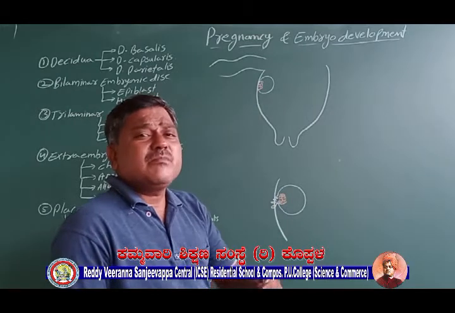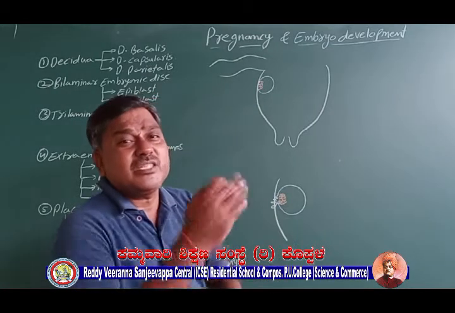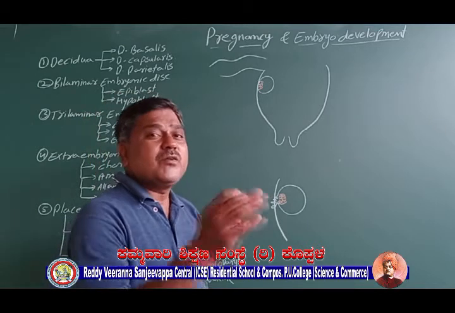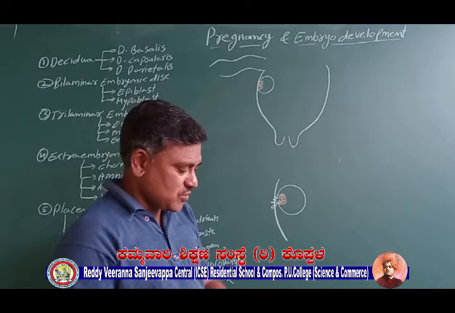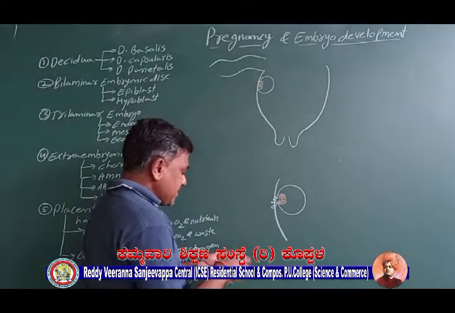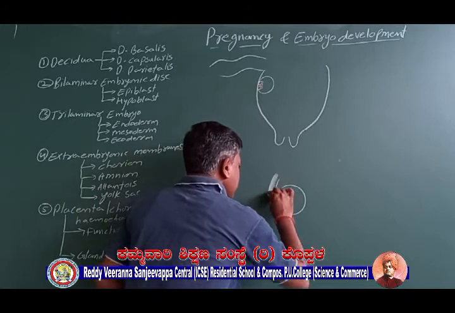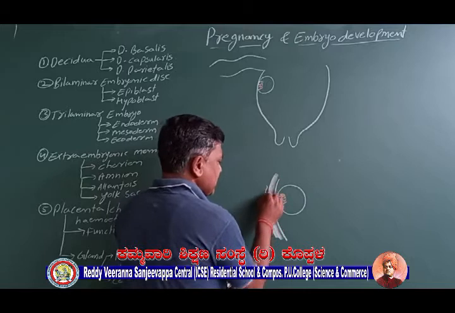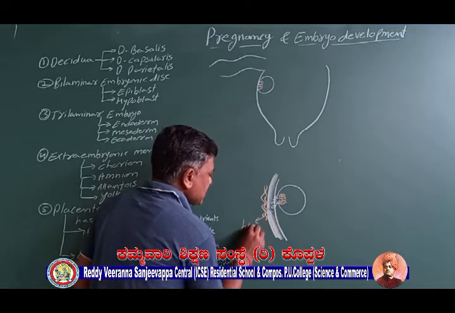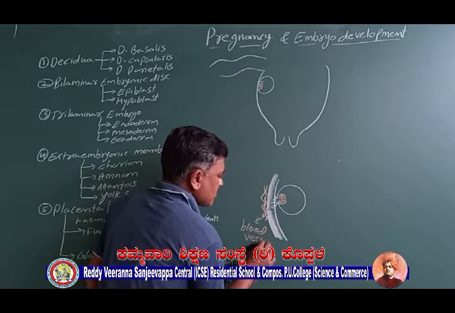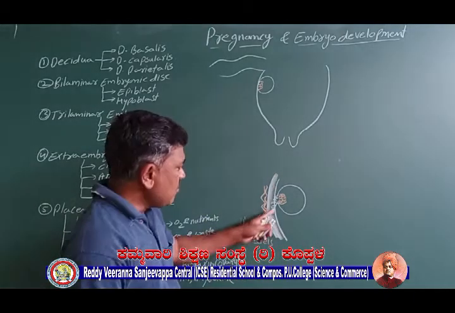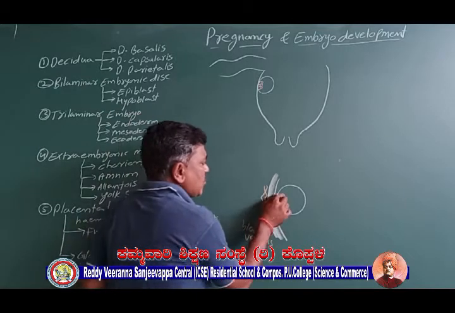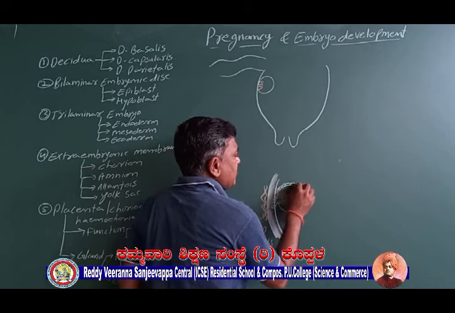Decidua is nothing but the endometrium which is developed around the blastocyst. So here what will happen? This total region is the endometrium. Backside of this endometrium there is a presence of blood vessels. These are the blood vessels. Clear? Now implantation occurs, and last class we studied that the total blastocyst is covered with endometrium.